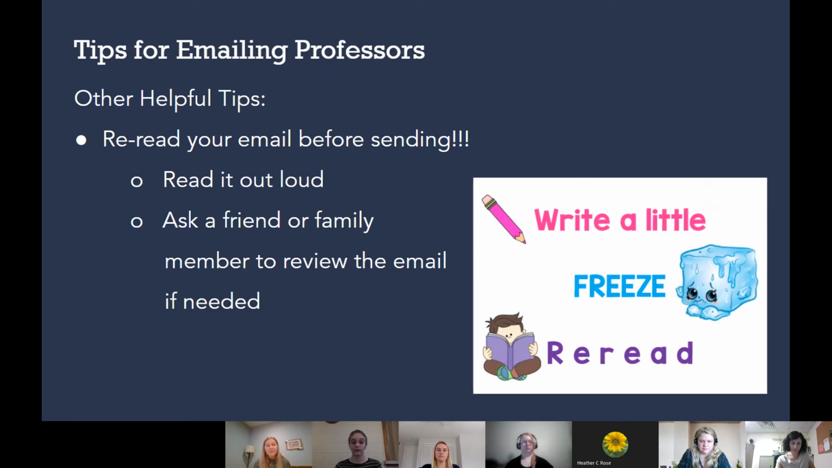Another helpful tip, please reread your email before sending. You could read it out loud, or you could ask a friend or family member to review the email if needed. Grammarly is, again, another great tool that can help you do this. It's important to reread your email because you want to make sure it is free of errors and that you are including all of the essential information in your email.